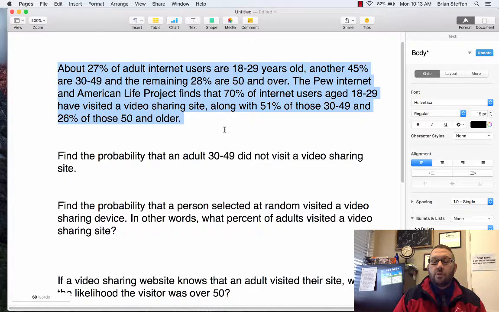So the first thing I'm going to do is create a tree diagram to represent all of this information. My recommendation is to write this information down quick, then pause, then hit play and see what this looks like in terms of a tree diagram.